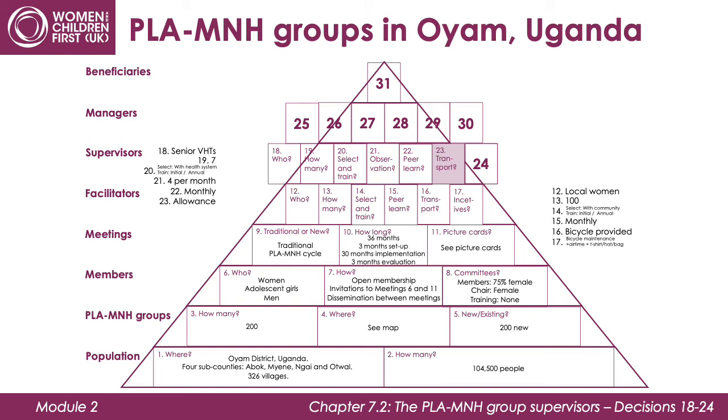Public transport options are very available and also cost-effective. As a result, the PLA-MNH group supervisors were provided with a monthly allowance to use these public transport options to conduct their observations. This allowance was in line with local policies.